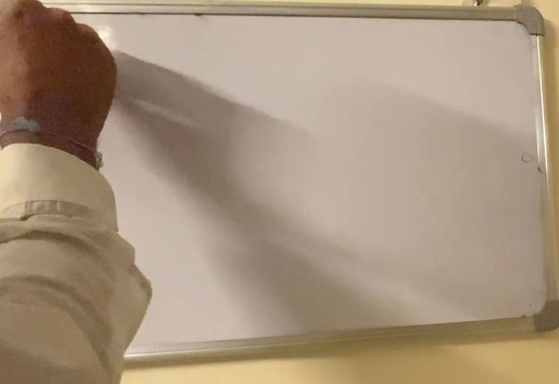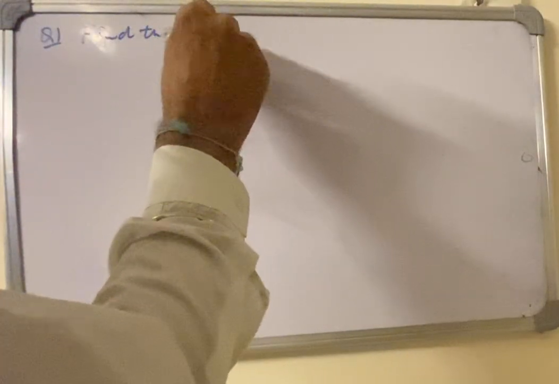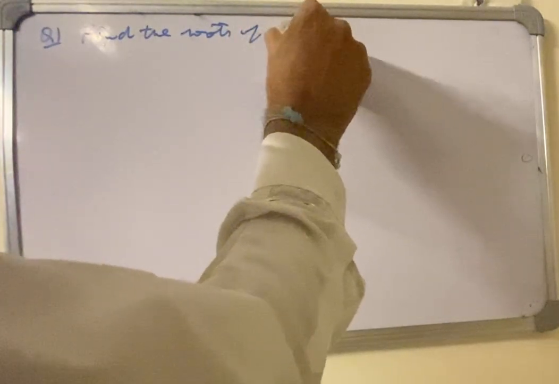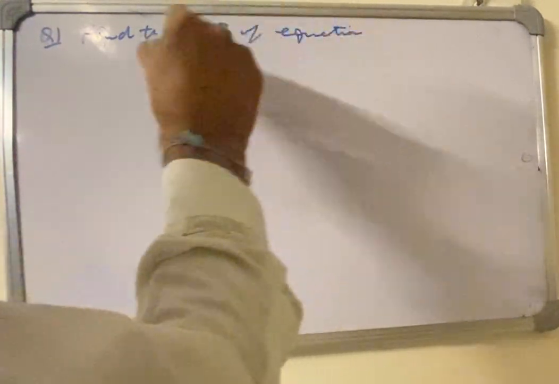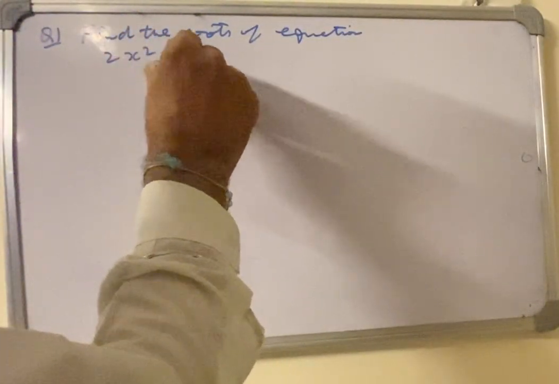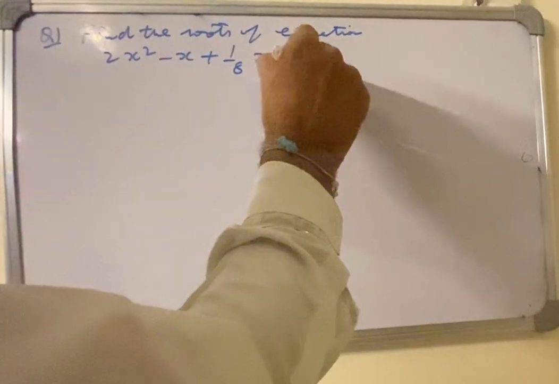In this video, we shall take more important questions relating to solutions of quadratic equation by factorization. First question: find the roots of the equation 2x squared minus x plus 1 over 8 is equal to 0 by factorization.